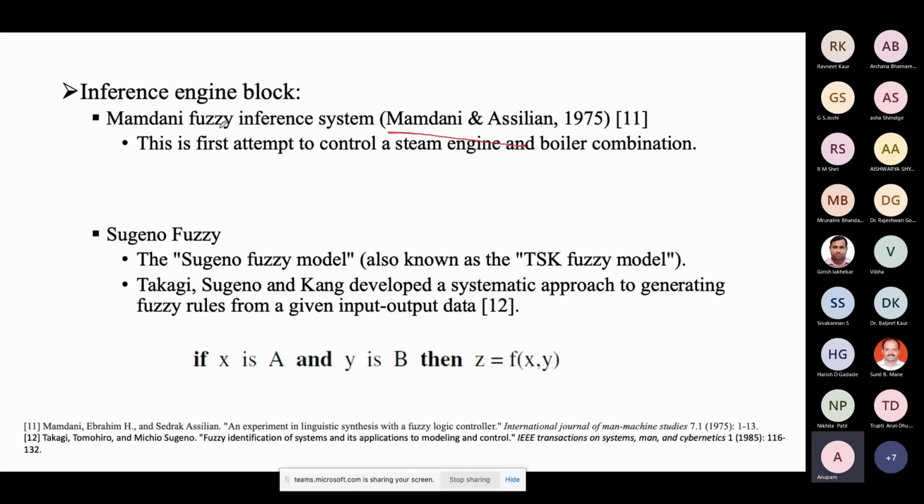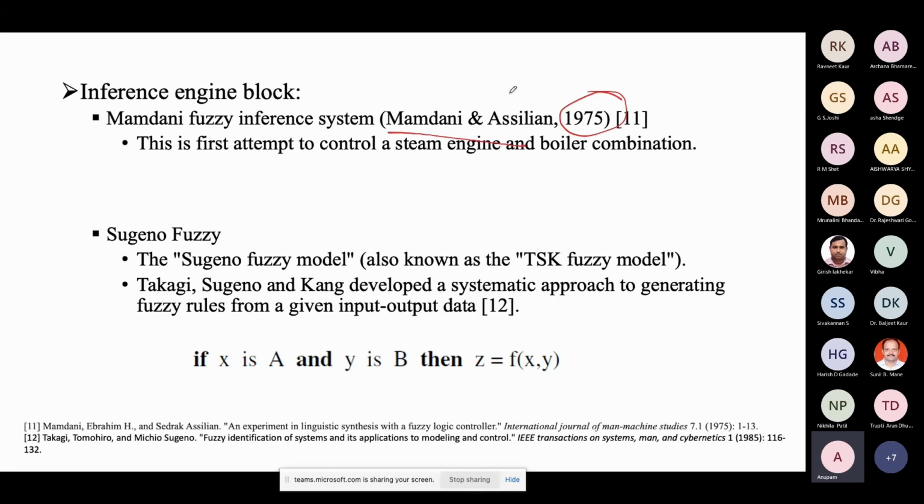And famously, later on this became known as the Mamdani fuzzy inference system. It was developed around 1975, and right now, in controller design, we are using Mamdani n number of times, because this is one of the ways we apply the inference block.